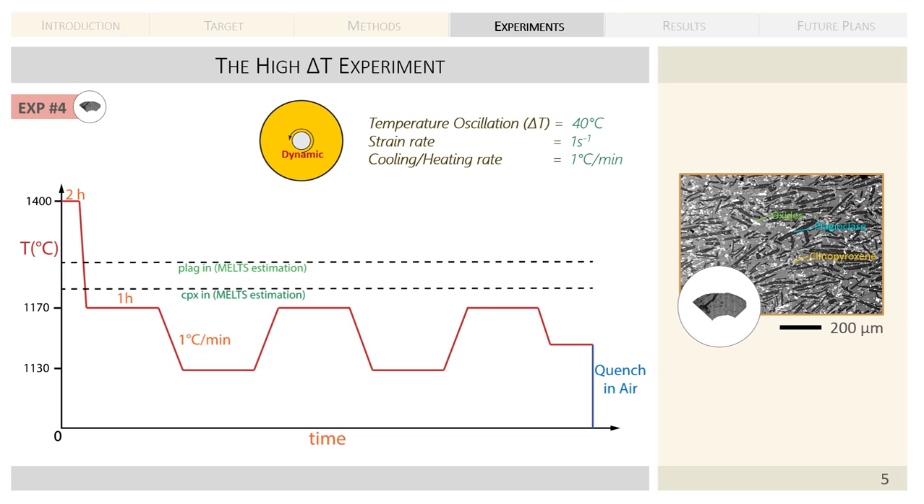This experiment was performed in dynamic condition with a constant strain rate of about 1 second to the -1. The temperature has been oscillated between 1130 and 1117 Celsius degrees. The resulting experimental sample presents an assemblage of plagioclase, pyroxene, and skeletal oxide.